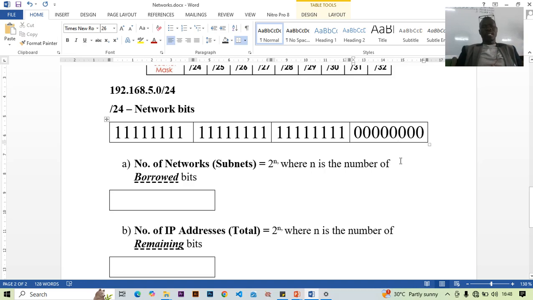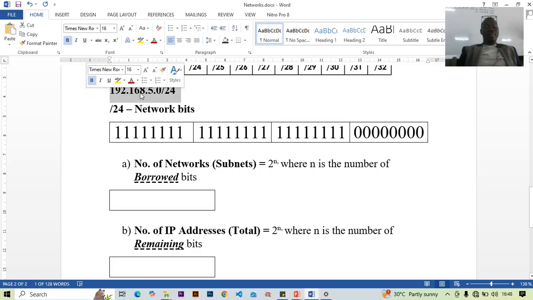So now, given this IP address here, how many networks can be created in this network? How do we find that? We're told that the number of networks in a given IP address is given by the formula 2 to the power n, where n is the number of the borrowed bits.